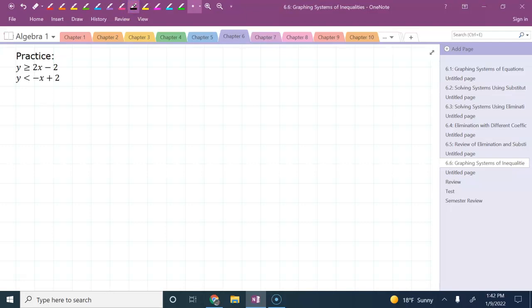All right, the nice thing about this one is that both of these equations are already written in slope-intercept form for you. You don't have to do any rewriting at all. They both have that y equals mx plus b form. So let's go ahead and start graphing.